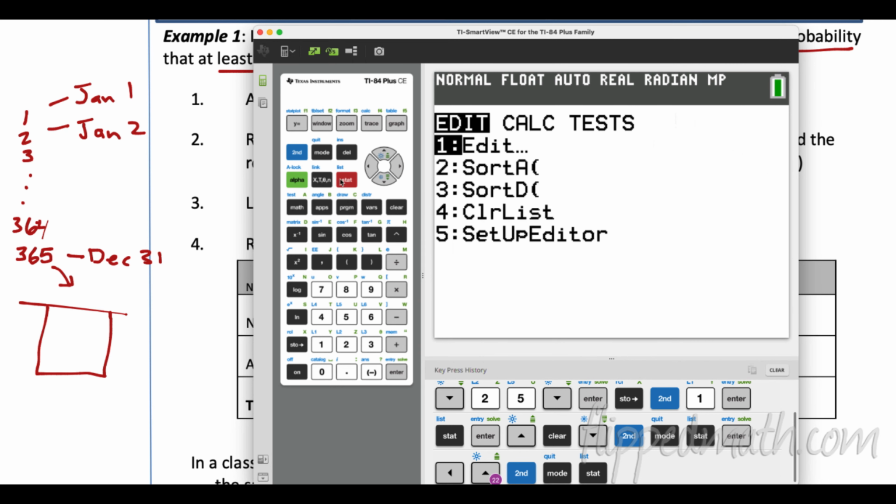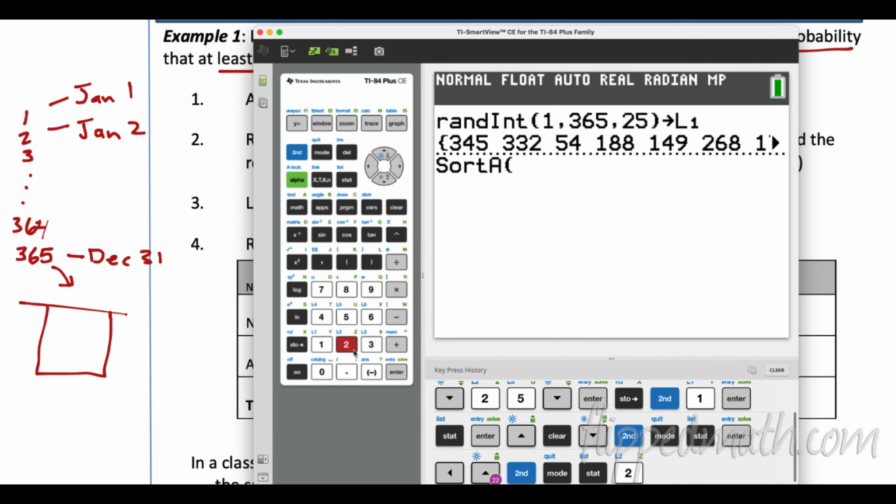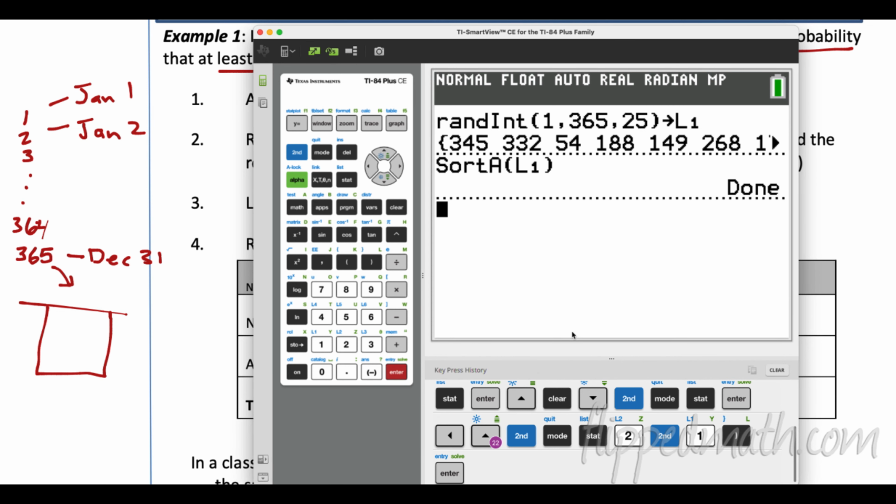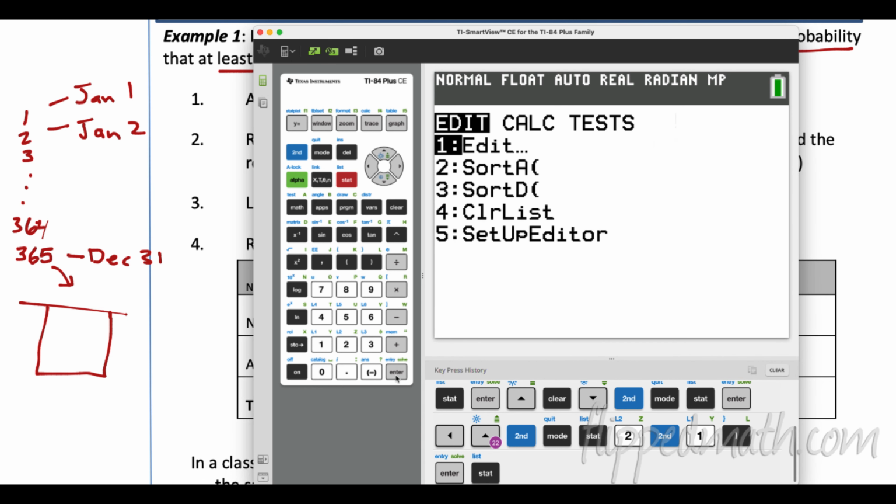Let's hit the stat button and choice 2, sort, ascending. That means ascending from smallest to highest. We're going to put L1 there. So we're going to sort list 1 ascending. And when you hit enter, it just says done. Okay, let's go back in, hit stat, hit enter again.